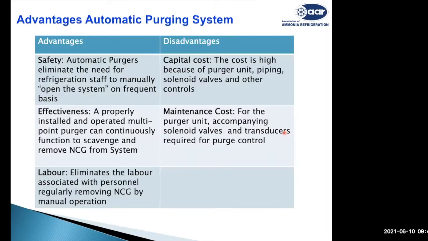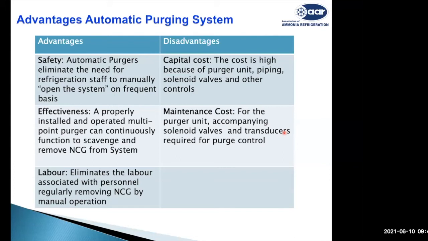So what's the alternative? The alternative is to go for automatic purging. When I say automatic purging, it means a purging system which removes the air or non-condensable gases from an efficient plant without any human interference required. And secondly, it's an online purging. Online means it keeps on removing the air continuously so that there is no accumulation of air in the plant. So what advantages do I get if I go for an automated purging system?